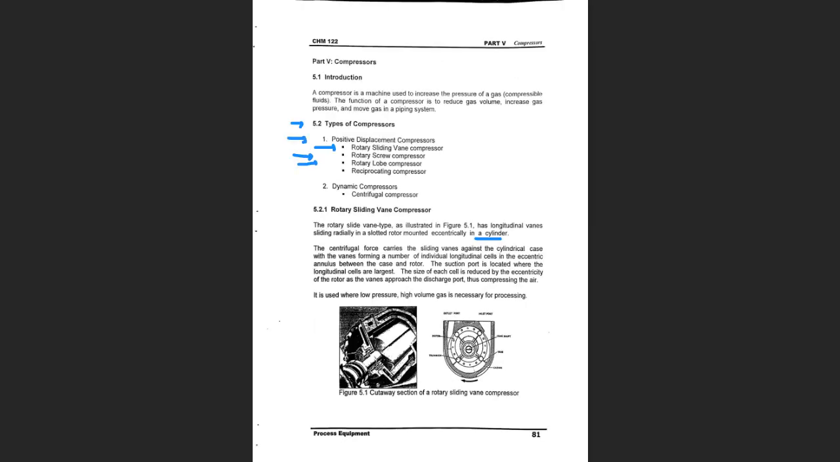Let's go back again to the description of this compressor. The centrifugal force carries the sliding vanes and breathing from here, guys. Sliding vanes against the cylindrical case, with the vanes forming a number of individual cells in the eccentric annulus between the case and the rotor. These are the cells I mentioned a moment ago, or a trapped volume, which is the volume between the two vanes. The suction port is located where the longitudinal cells are the largest.